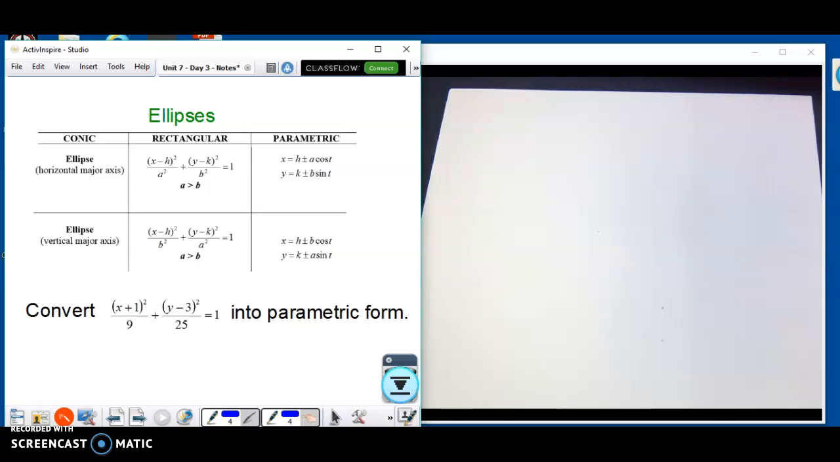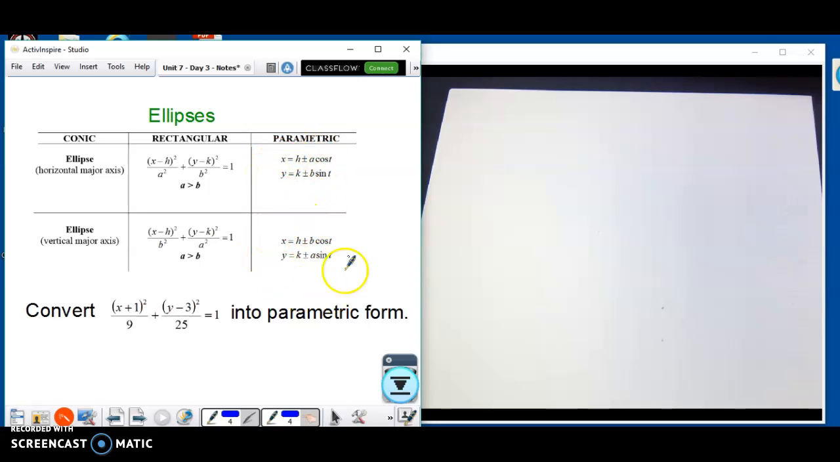Okay, so next we're going to take a look at an ellipse. If you look at this chart here, so rectangular form, remember we have an ellipse here. Remember that A was always the biggest number for an ellipse. Depending on where A was located, if A is the bigger number under the X, it's going to be a horizontal ellipse. And if A was the bigger number under Y, it was going to be a vertical ellipse. So keep that in mind. We'll be graphing some of these so you can remember that.